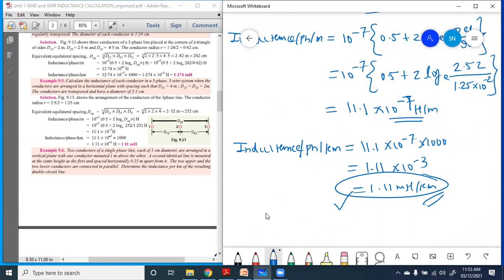In the next lecture we will discuss the formula for inductance calculation using the GMD and GMR concept, and numericals based on the double circuit line. For single phase double circuit line and three phase double circuit line, we will calculate numericals in the next lecture based on GMD and GMR.